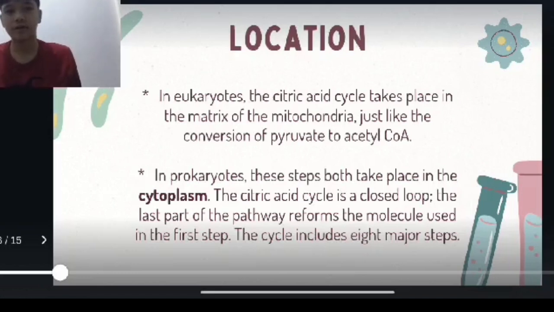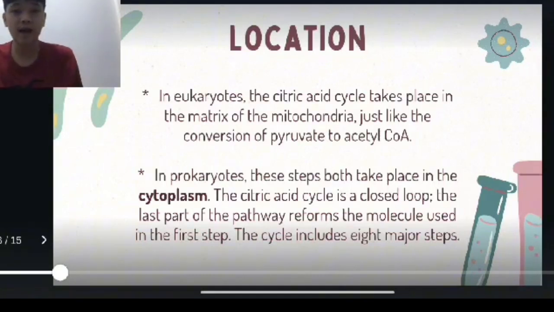So, for the location, it happens in the matrix, specifically in the inner membrane of our mitochondria. In prokaryotes, it is just the cytoplasm. So, the citric acid cycle is a closed loop, where the last part of the pathway forms the molecule used in the first step. So, if glycolysis has 10 steps, this one has 8 steps.